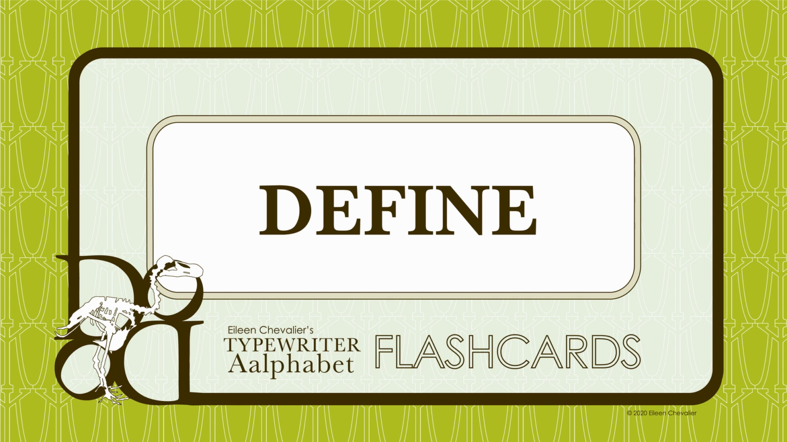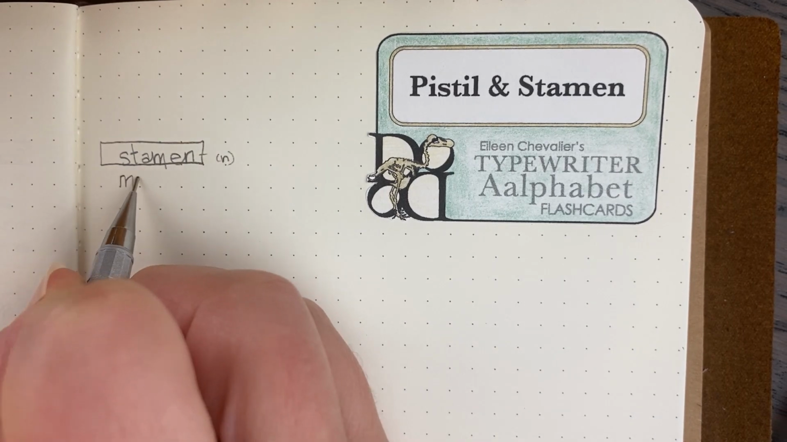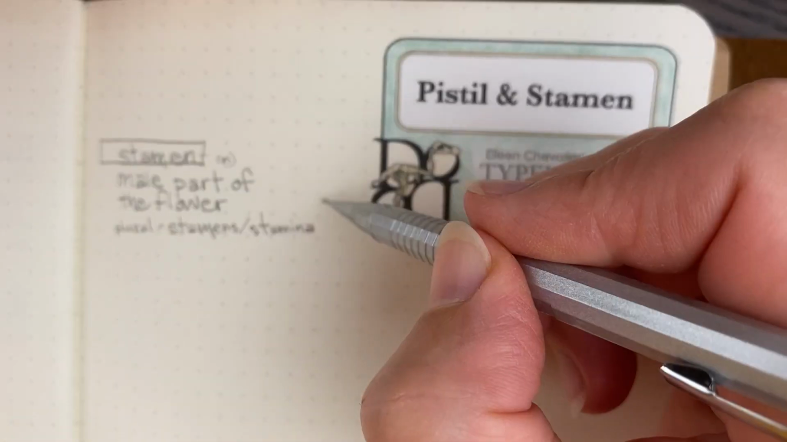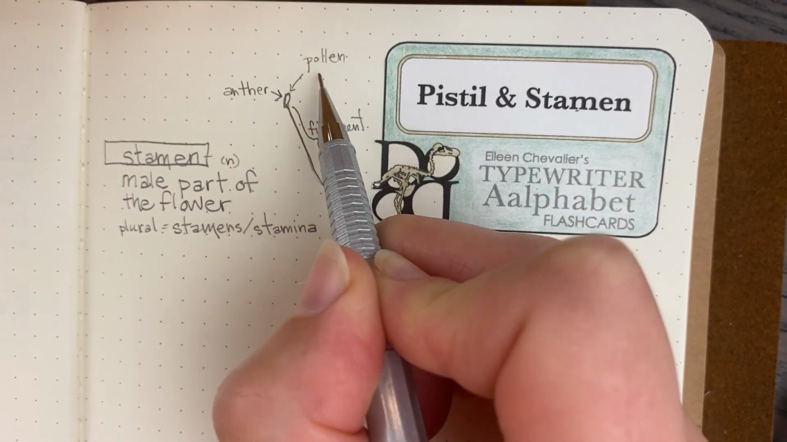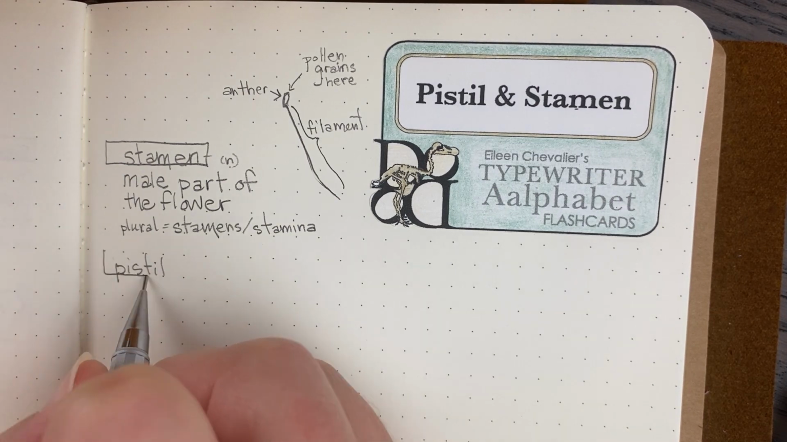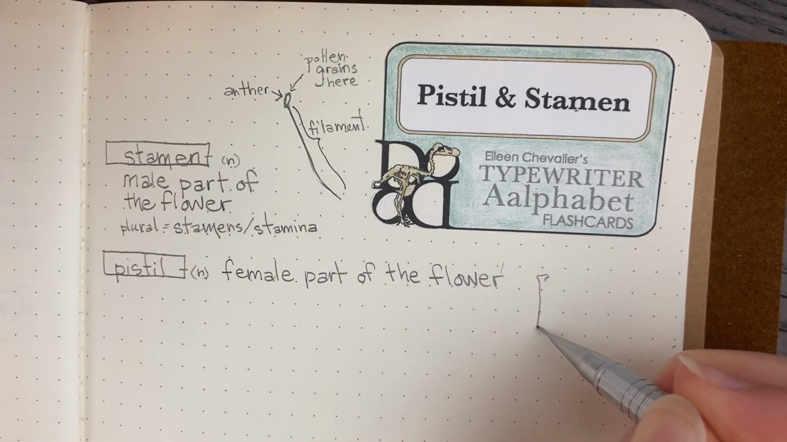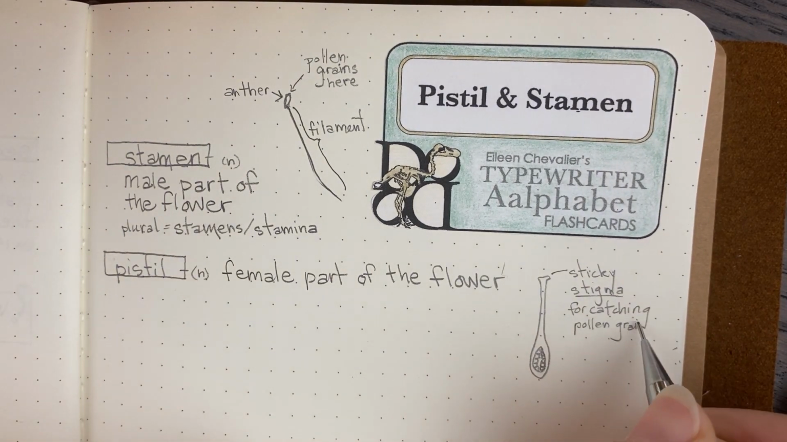All right, before we get started, let's write down some definitions. So grab out your journal and I will read these for you. Stamen, male part of the flower, which has the filament and the anther. Anther has the pollen on it. The pistil is the female part of the flower, where the ovary, style, and stigma are connected.